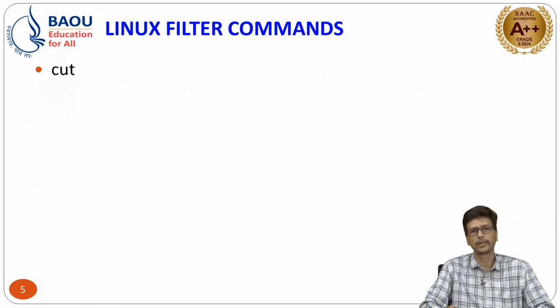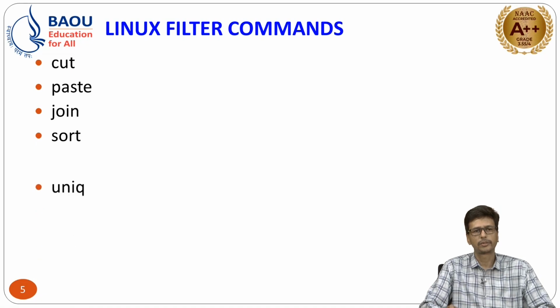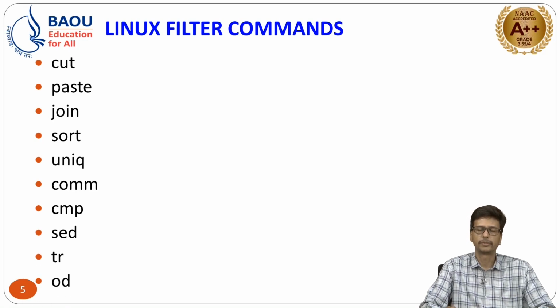So you can see on the screen, these are the different commands available that work as filters in the Linux or Ubuntu operating system. First is the cut command, then paste, join, sort, uniq, comm, cmp, sed, tr and od. These are the different filters that we have to see in today's session practically.